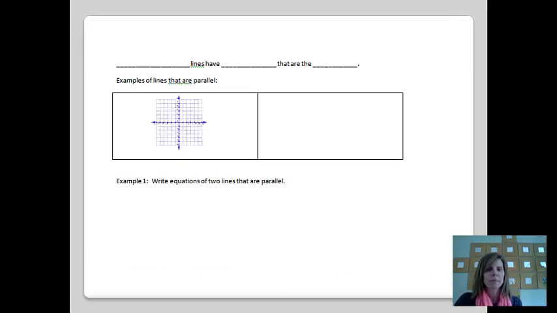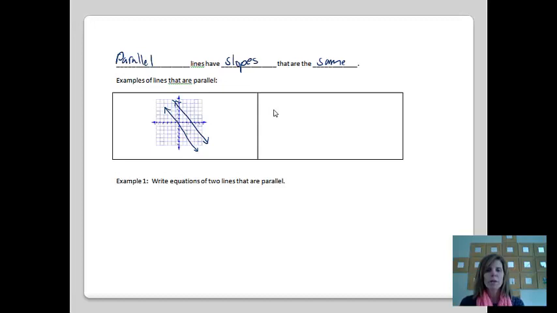another line. Right, before we get going and writing equations, we're going to do just a little bit of work on parallel lines. Parallel lines have slopes that are the same. All right, and examples of lines that are parallel, if I draw a line right here, parallel lines have the same slope, so they have the same steepness. And that would be an example of two lines that are parallel.